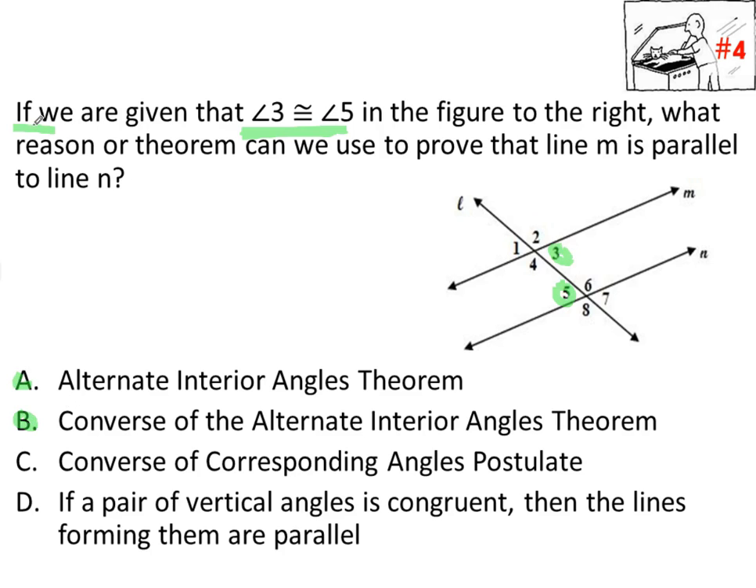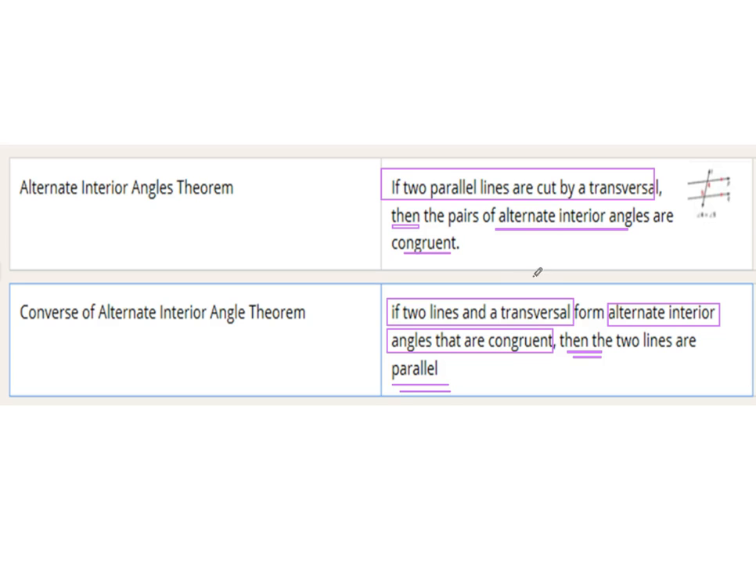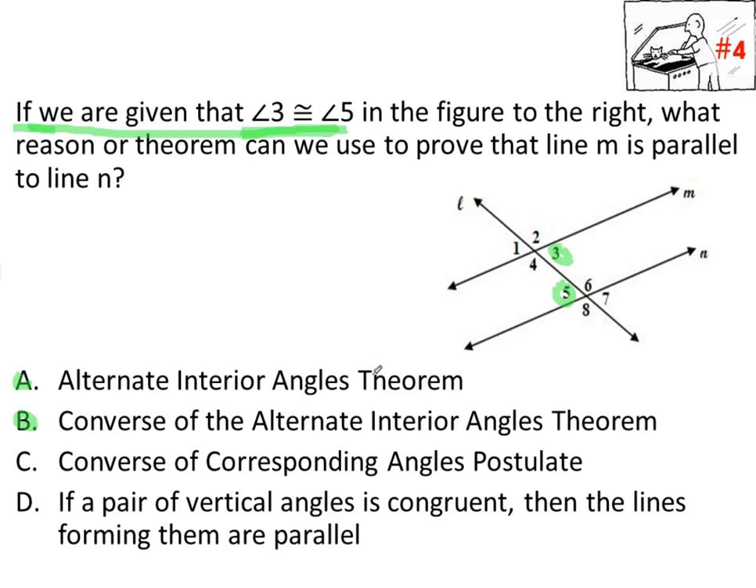So let's think. If we are given the angles are congruent, then the lines are parallel. That's the converse. So the answer for this one is B.